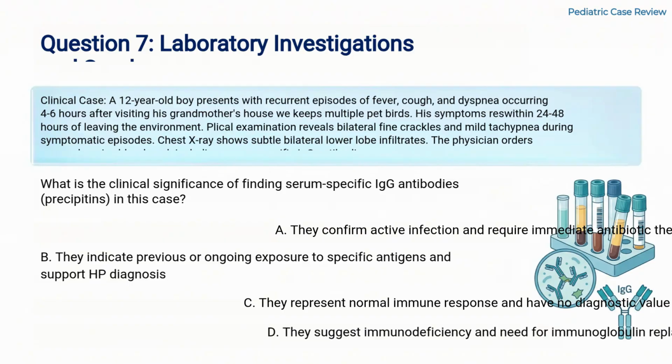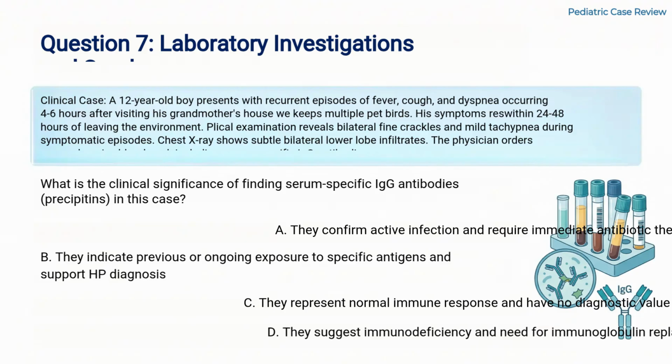Question 7. Laboratory investigations and serology. A 12-year-old boy presents with recurrent episodes of fever, cough, and dyspnea occurring 4 to 6 hours after visiting his grandmother's house, where she keeps multiple pet birds. His symptoms resolve within 24 to 48 hours of leaving the environment. Physical examination reveals bilateral fine crackles and mild tachypnea during symptomatic episodes. Chest X-ray shows subtle bilateral lower lobe infiltrates.